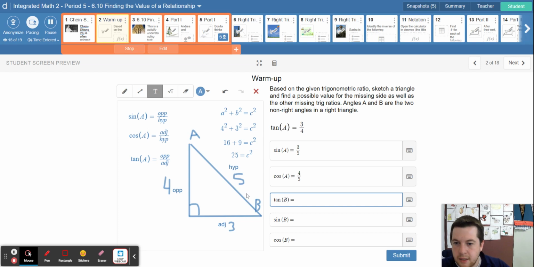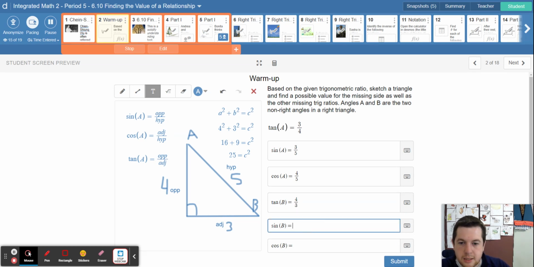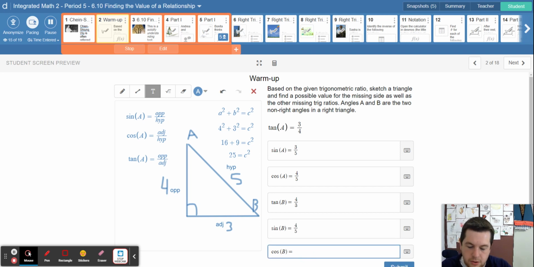So tan of B would be opposite over adjacent, so 4 over 3. Sine of B would be opposite over hypotenuse, 4 over 5. And cosine would be adjacent over hypotenuse, 3 over 5.